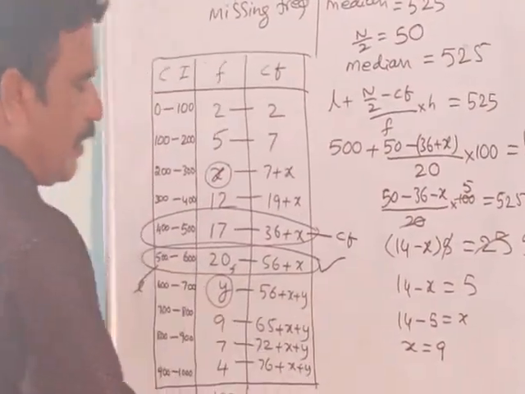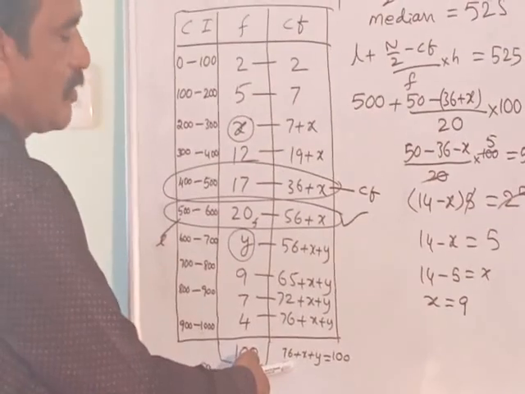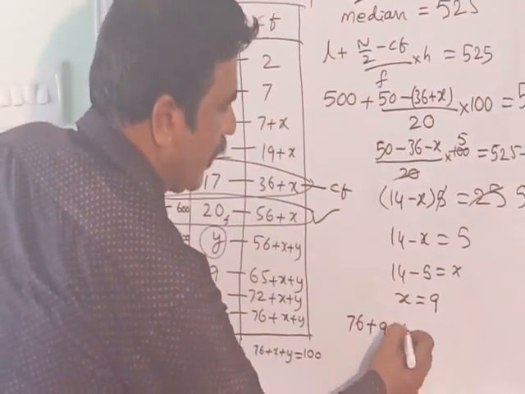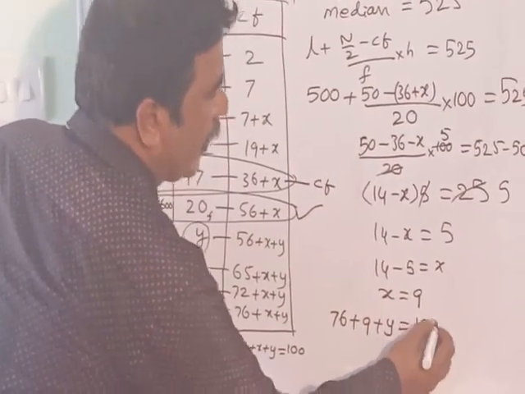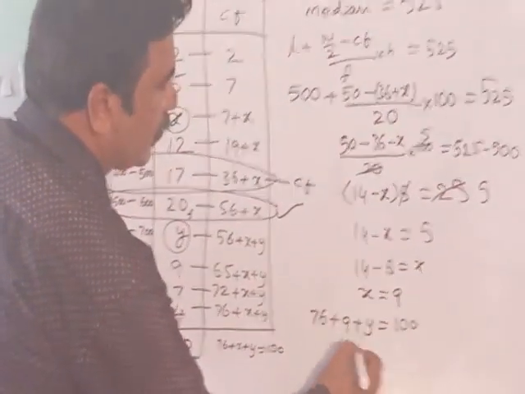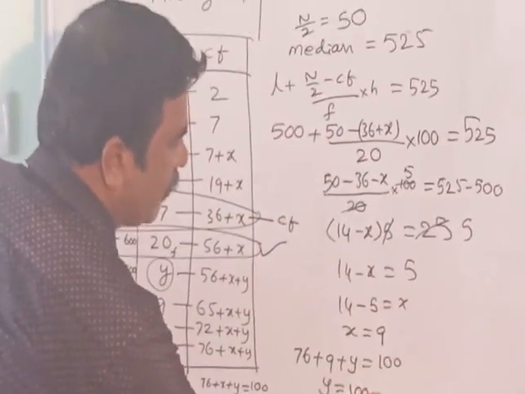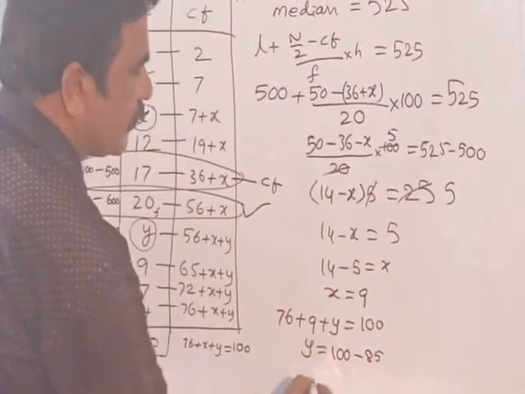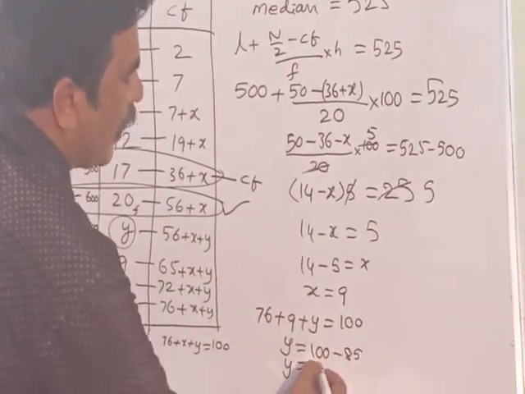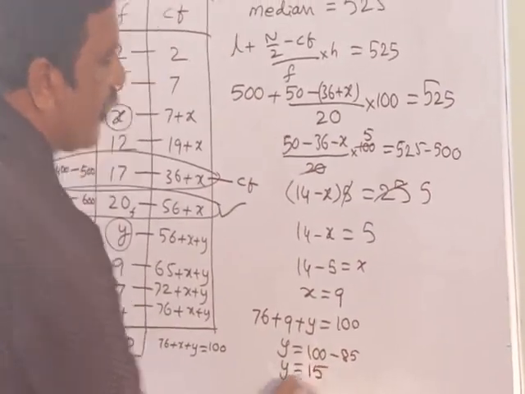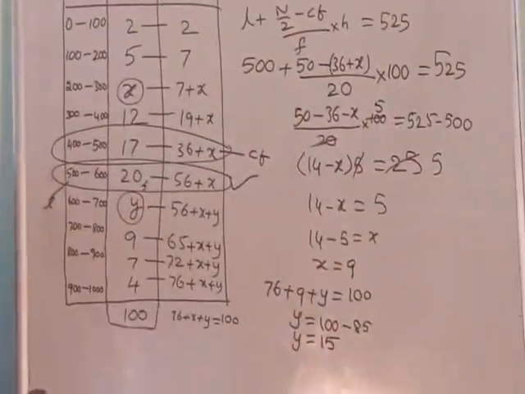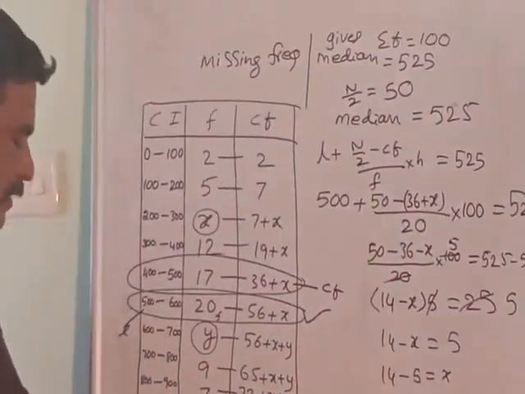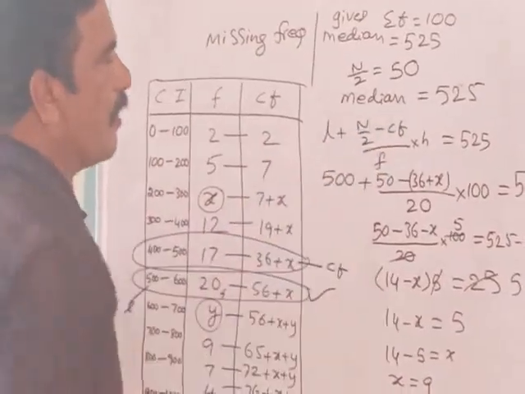Substitute this x value in this formula, and you will get y also. 76 plus 9 plus y is equal to 100. Therefore y is equal to 100 minus 85, which is 15. Okay, he gave the median, therefore median is equal to 525 we must take. Median is equal to 525.